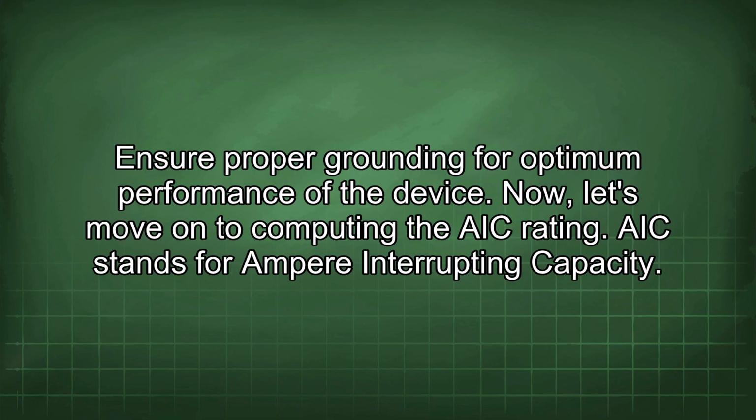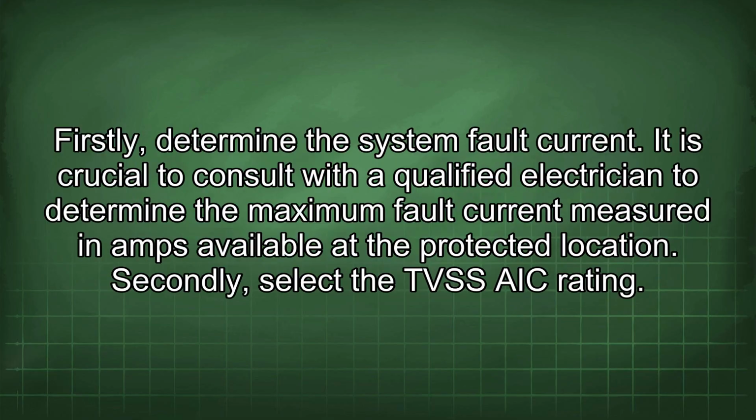Now, let's move on to computing the AIC rating. AIC stands for Ampere Interrupting Capacity. Firstly, determine the system fault current. It is crucial to consult with a qualified electrician to determine the maximum fault current, measured in amps, available at the protected location.